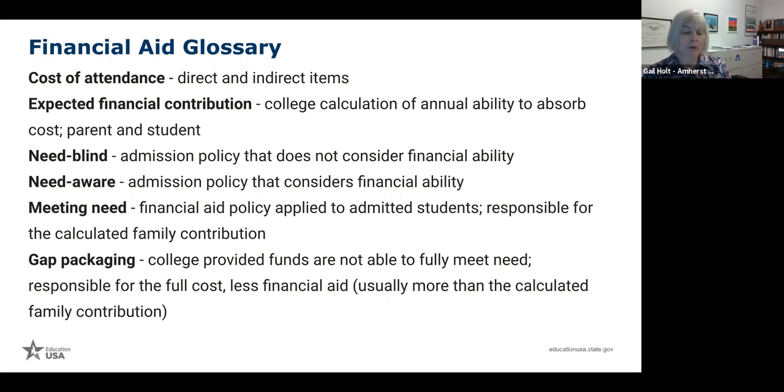So then if we jump into applying for funding, the timeline, whoops, I already talked about that. So let's talk about how financial aid is determined on the next slide.